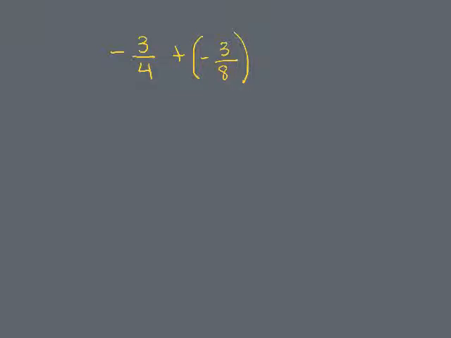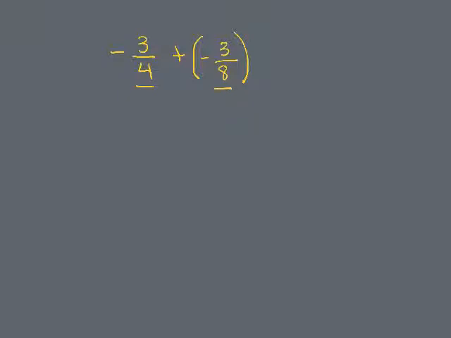So the first step in solving a problem like this is to check to see if there are common denominators. You can't just add the denominators if they're not the same. In this case, they're not the same. So the first thing we must do is create common denominators. So what number do we know that both 4 and 8 can go into? Well, we know if we multiplied 4 times 8, we would get 32.